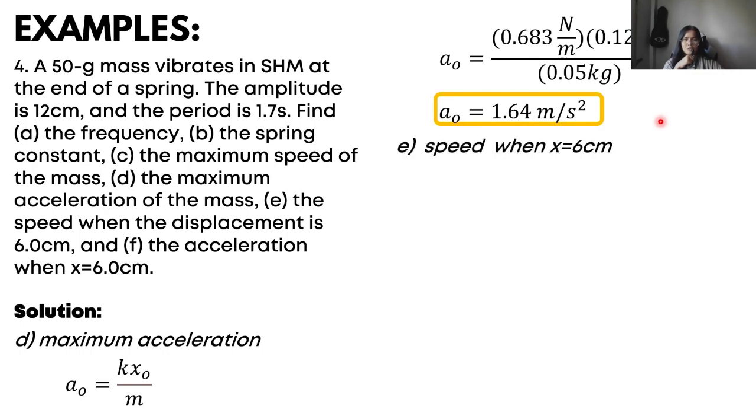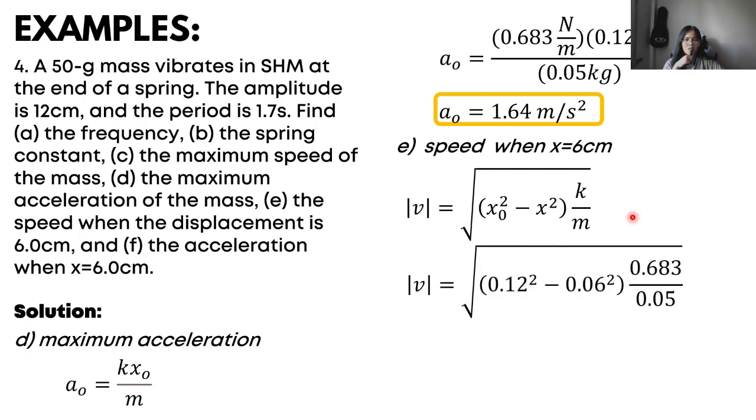How about speed when x is equal to 6 cm? So, ito yung formula natin. Meron tayong given amplitude, given displacement na 6 cm, and then k over m. Substitute nyo lang yan, lahat ng values, makukuha nyo si 0.384 meter per second.